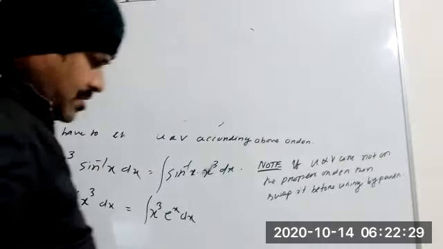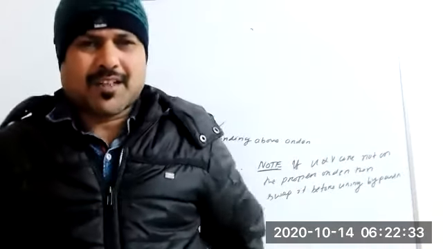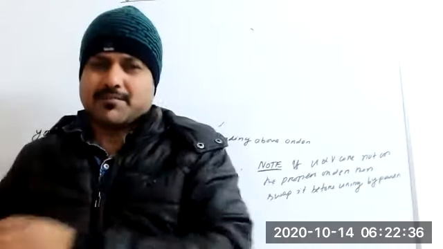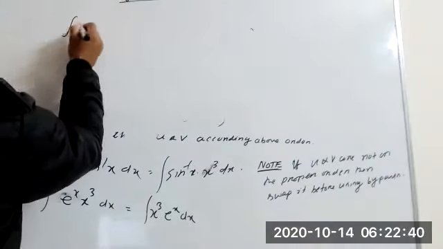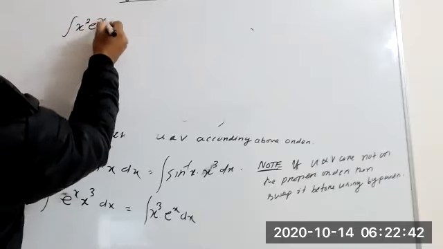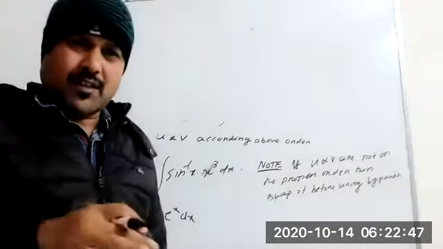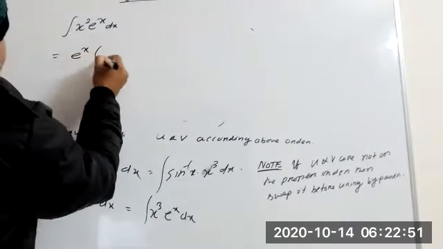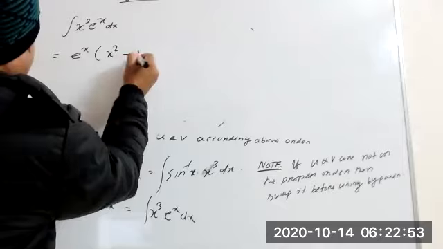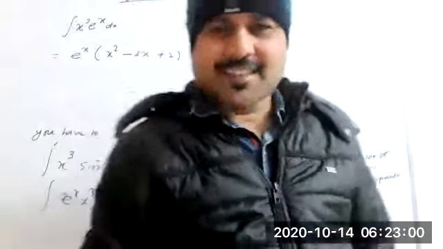Okay, before jumping into the by parts formula problems, we recently did one question: integration of x square e to the x. We can solve it using by parts, and we already did it and got the answer e to the x times (x square minus 2x plus 2) plus c.